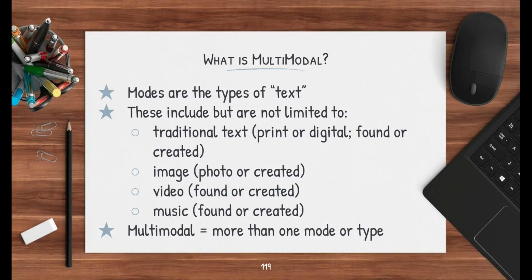Modes are the types of text, and in general these can be divided into 4 categories, but this is not exhaustive. So traditional text, which would be something that you actually write or type, and it can be found or created by you. Images, photos that you take, that you found, that are created. It could be something that you draw or create, like a collage. Also, video and music, and these can be things you create originally, that you find, or a combination of the two. So, multimodal means more than one of these types or modes is used in the project to create a new text.